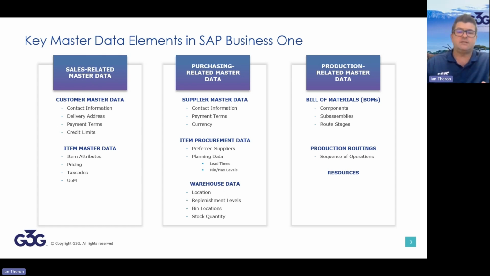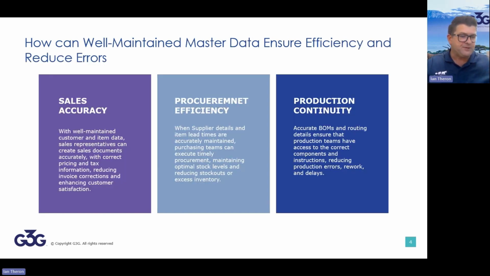So if we look at this, how can properly configured master data ensure accuracy and reduce errors? Let's go look at the different elements here. Proper configuration of all your master data ensures that all the related functions, sales, production, and purchasing, have consistent and accurate information, which is absolutely necessary to minimize the risk of errors that arise from data discrepancies. So, for example, if the customer payment terms are updated on the customer master data, all future sales documents will reflect these terms, preventing any delays or misunderstandings.